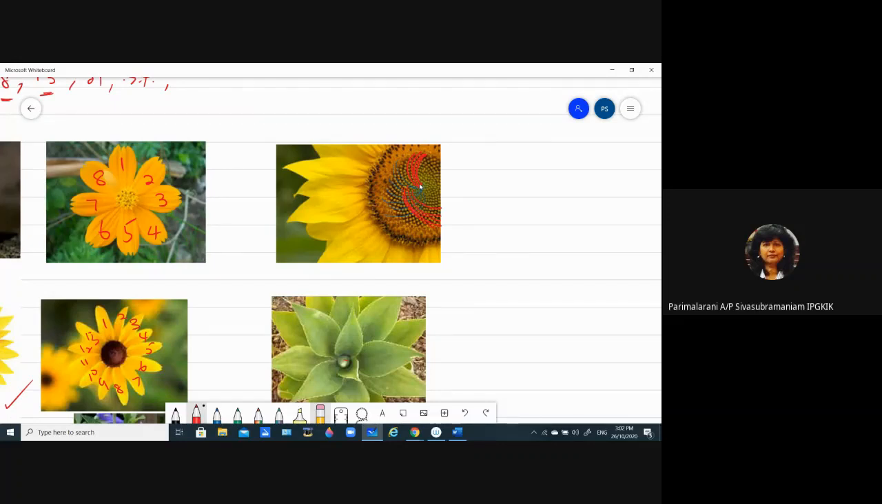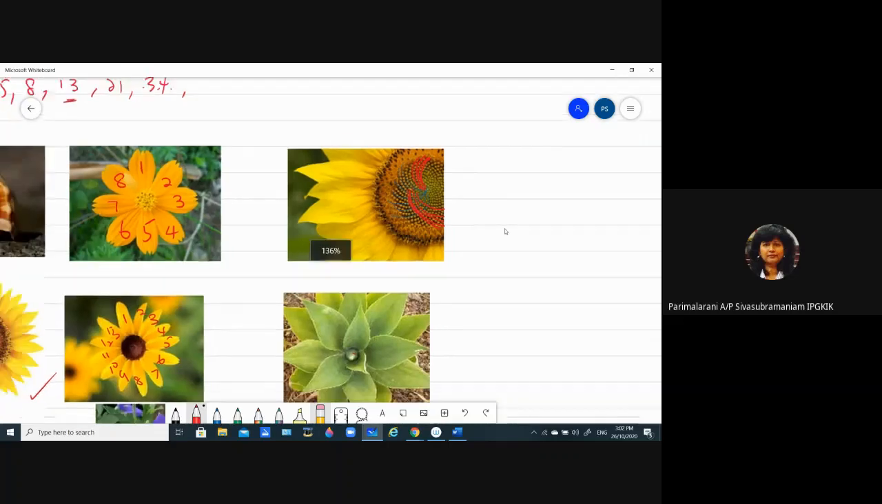So if you count the number of spirals here, which is a little bit difficult to do now, isn't it? If you count the number of spirals, it will be a Fibonacci number.